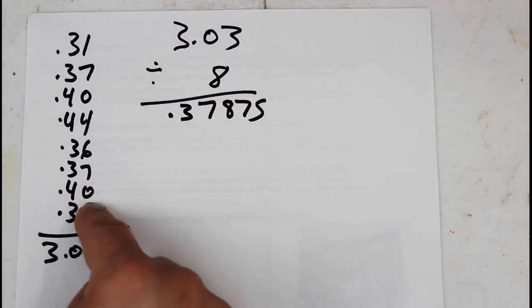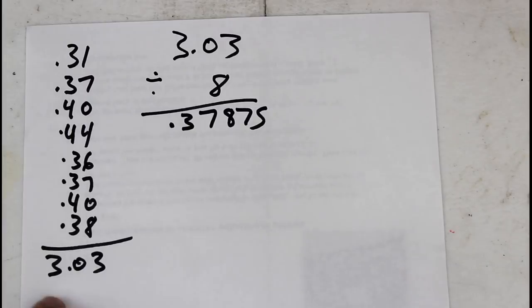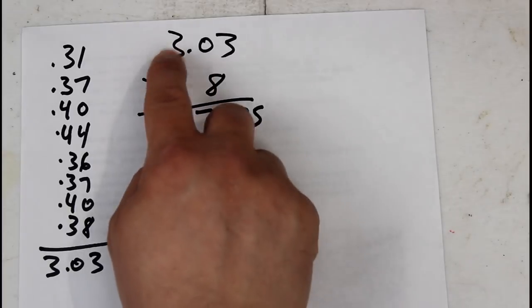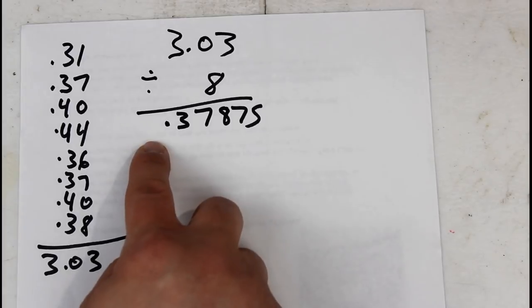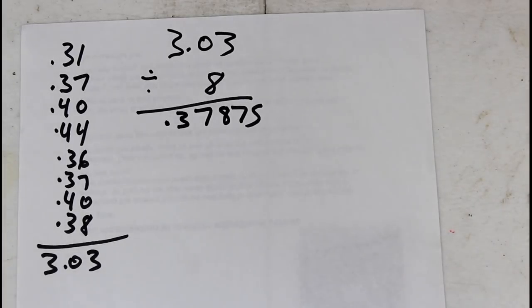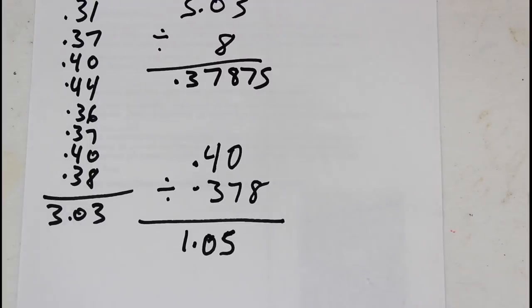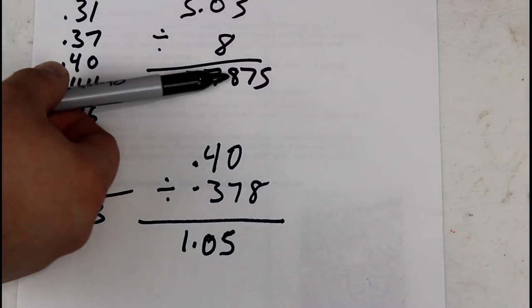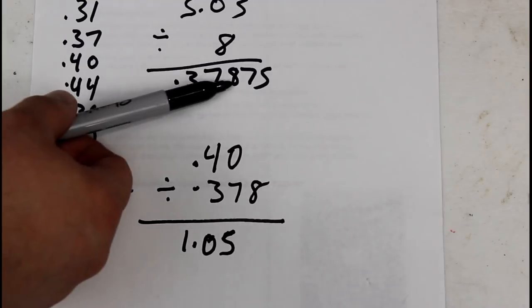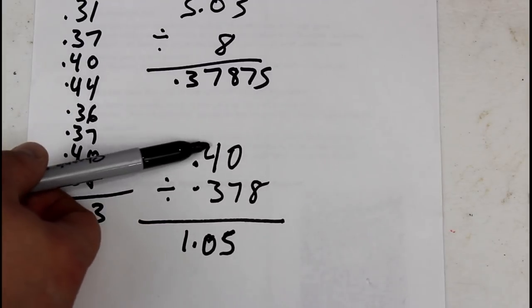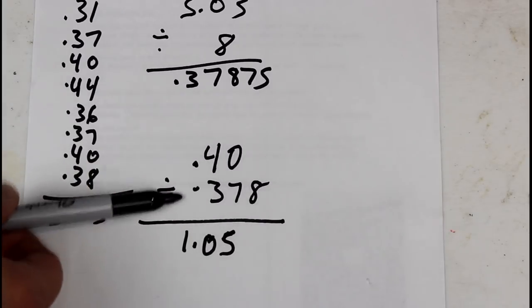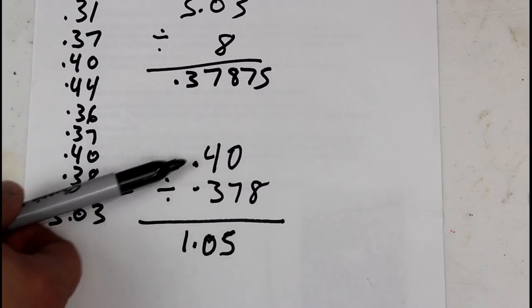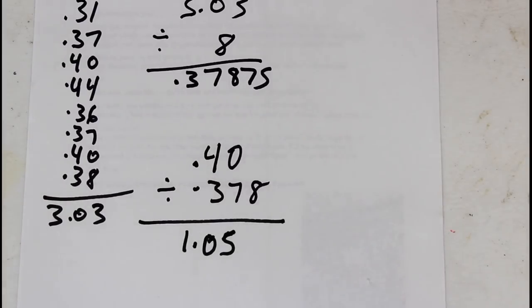Here's what we got going on now. We added all 8 of our measurements, that's 2 from each side of the cube, and we got 3.03. Then, because we're getting an average, we take 3.03 and we divide that by how many measurements we had, which is 8. That gave us 0.37875. So then what we do is we round it to 0.378, which is fine. We take what our wall should have been at 0.4, divide by our 0.378, and then we end up with 1.05.